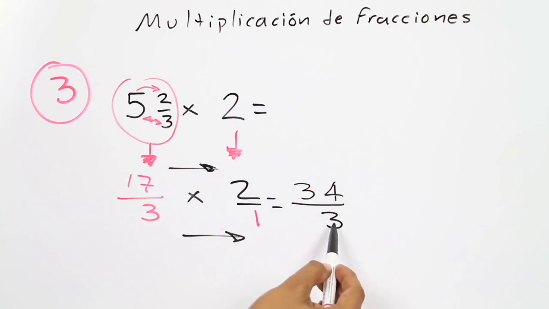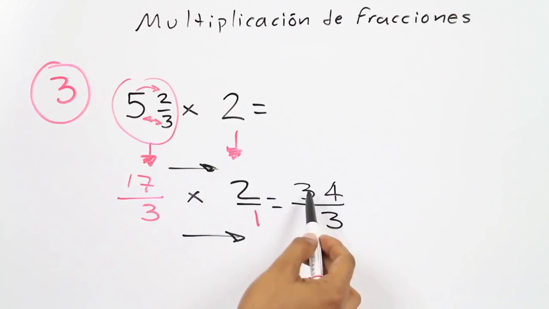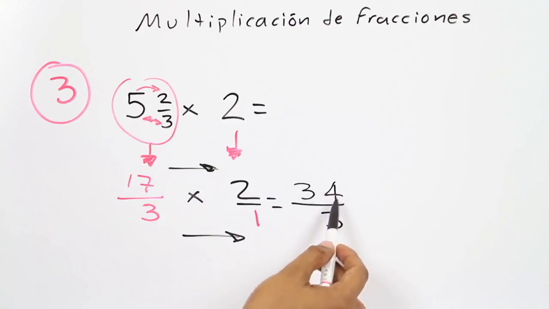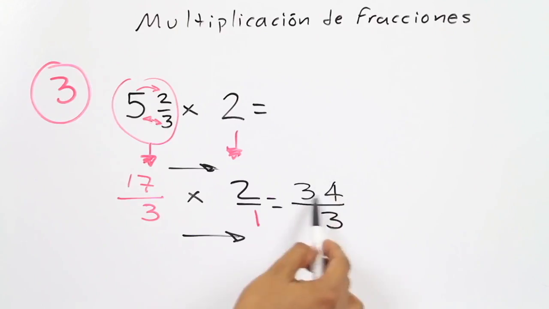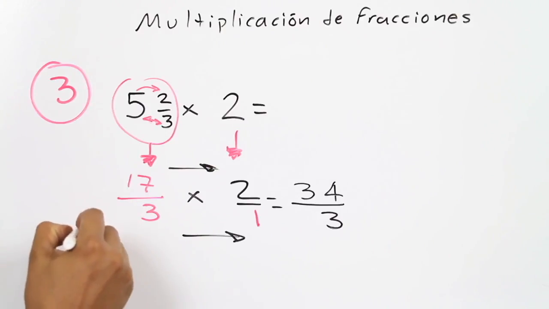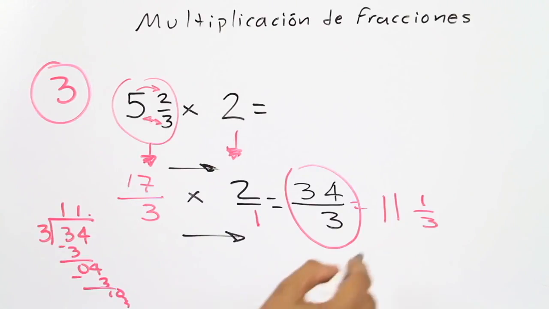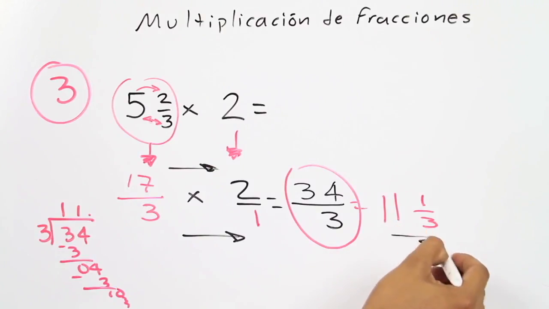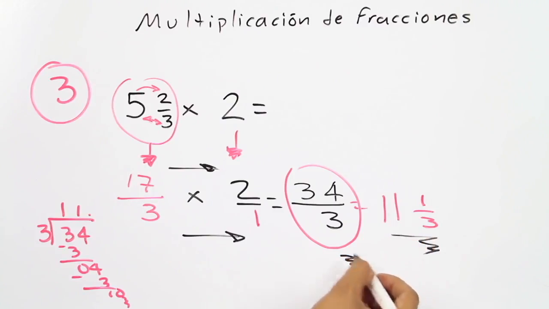We cannot simplify the fraction because 3 is only divided by 3 and 1, and 34 cannot be divided by 3. However, we can get an improper fraction because the numerator is greater than the denominator. The final answer of the multiplication is 34 over 3, or 11 and 1/3.